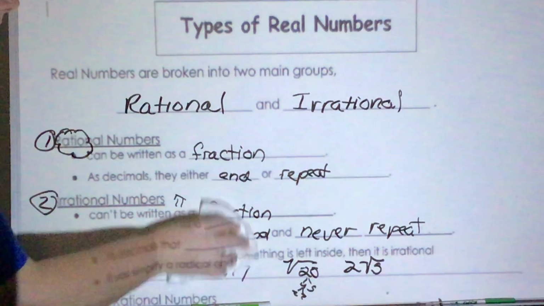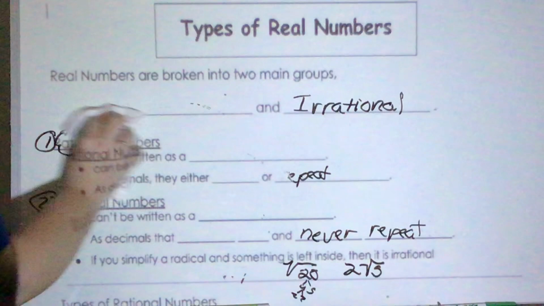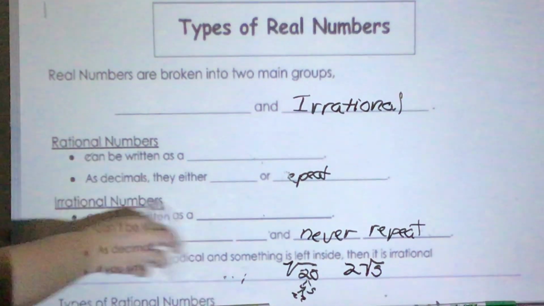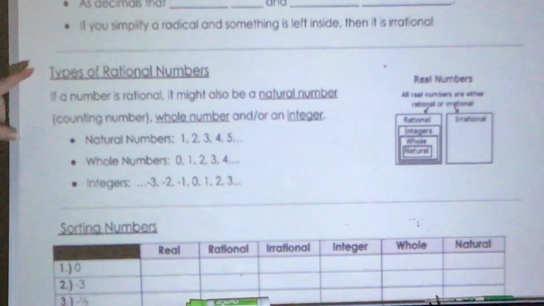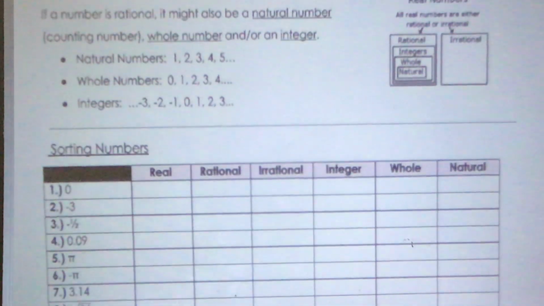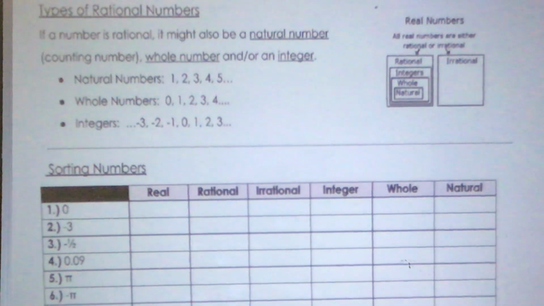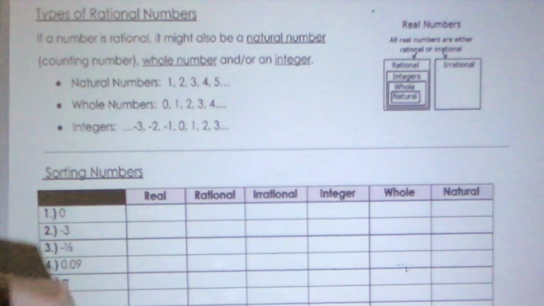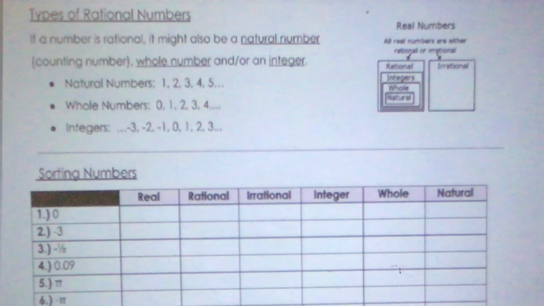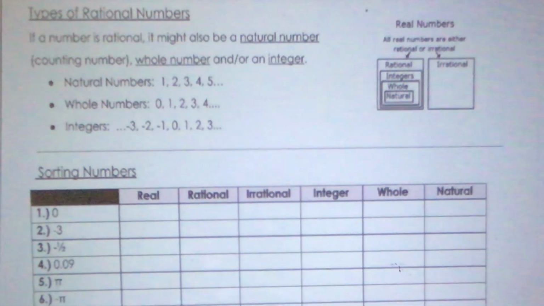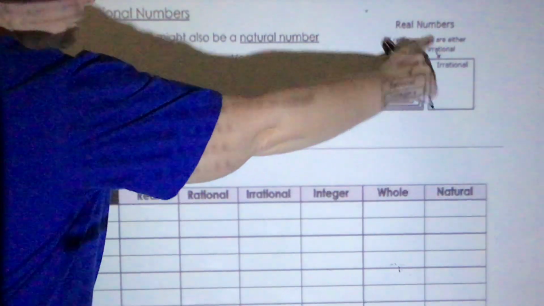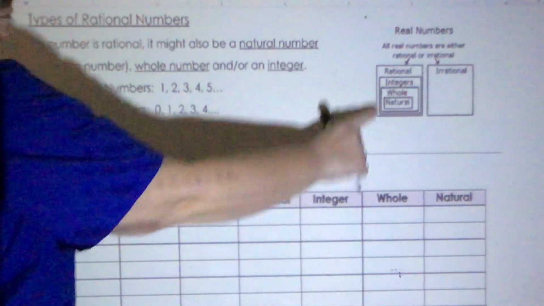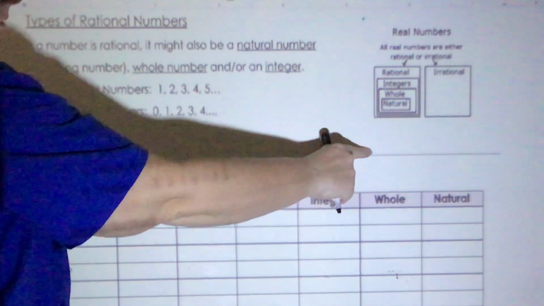So now we're going to talk about the rational numbers. The rational numbers, I'm going to scroll. Okay, so rational numbers are numbers that you can write as a fraction. And if a number is rational, there's other categories that we can classify it as. So here's all real numbers. They break into 2 categories. Rational numbers have more categories.